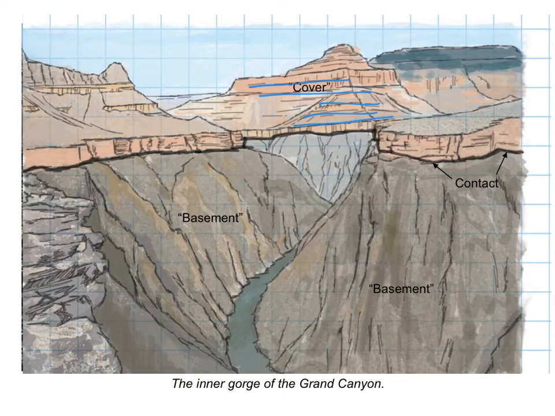The boundary between the basement and the cover rocks is this thick black line here, which we would call a contact. And so everything above the contact is sedimentary rock, and everything below it, in this case, and in this picture, is igneous rock.